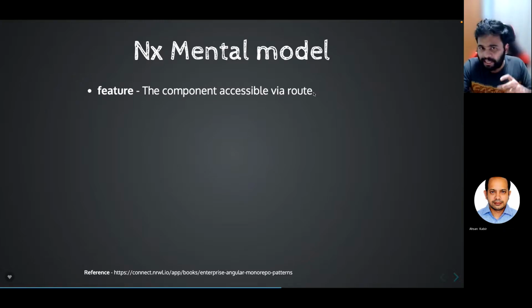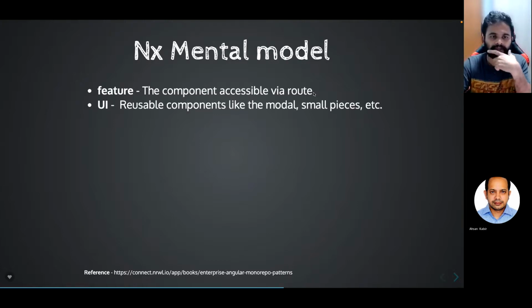Whenever you create any lib inside NX, it can have a folder named feature. When we say feature folder, it means a page or a component that loads via route. So the components that are reachable via route come under the feature folder. The second one is the UI folder. Whenever a component is not loaded via route, it is generally considered a UI component. It could be like a modal or a small piece of repetitive content.